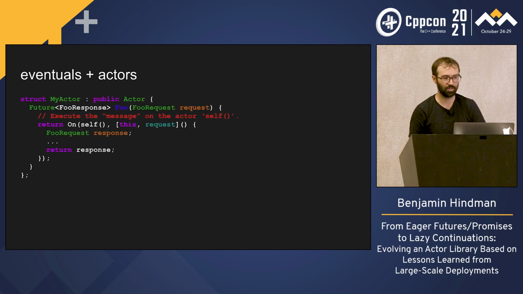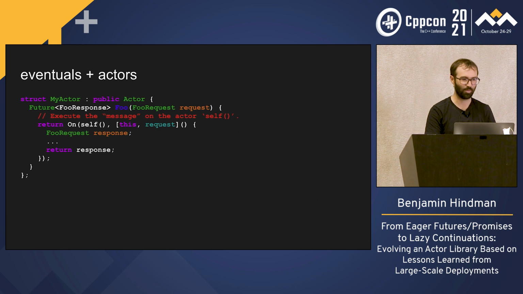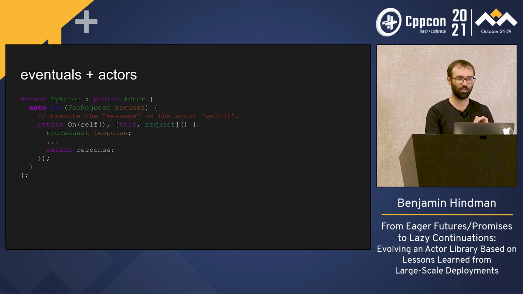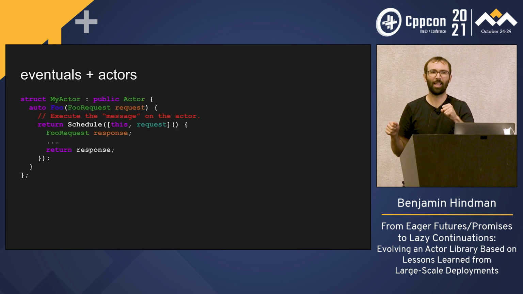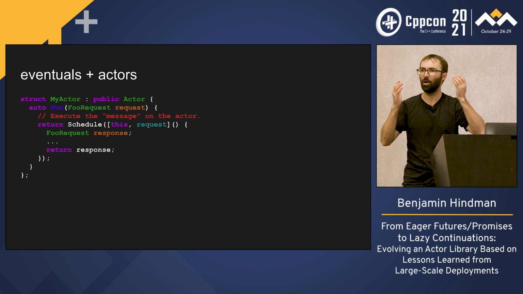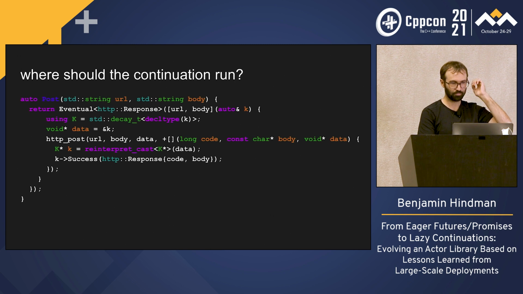Okay, so actors. We wanted to do actors. How did the actor part work? Well, what changes is, again, we replace the future with an auto. And rather than doing an on-self, we have this function that we call schedule. The idea of schedule is it's basically returning an eventual that will ultimately schedule the execution of this lambda within that message queue, that mailbox that I talked about with the actors.